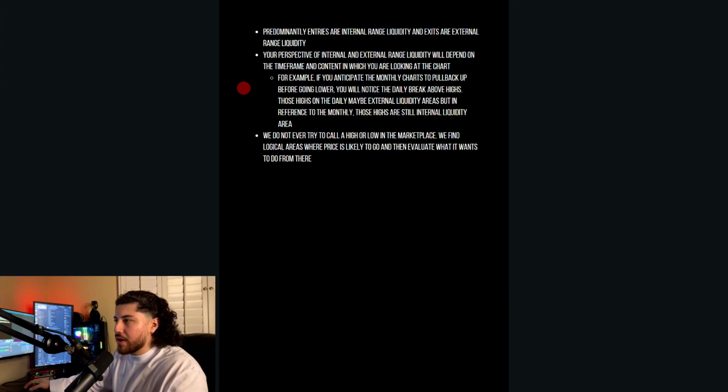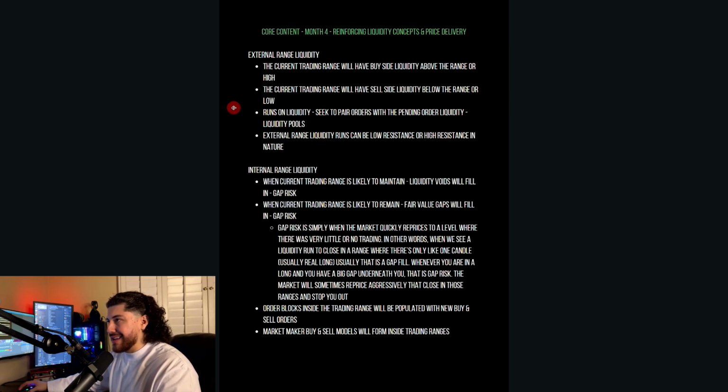We find logical areas where price is likely to go and then evaluate what it wants to do from there. So, simply put, external range liquidity will be the liquidity resting above or below the range. For example, to keep it very simple, if price is in consolidation moving sideways, there's going to be external liquidity above the highs and external liquidity below the lows. Once again, it is at the extreme areas above the highs and below the lows. Now, internal range liquidity is going to be the liquidity within the range.